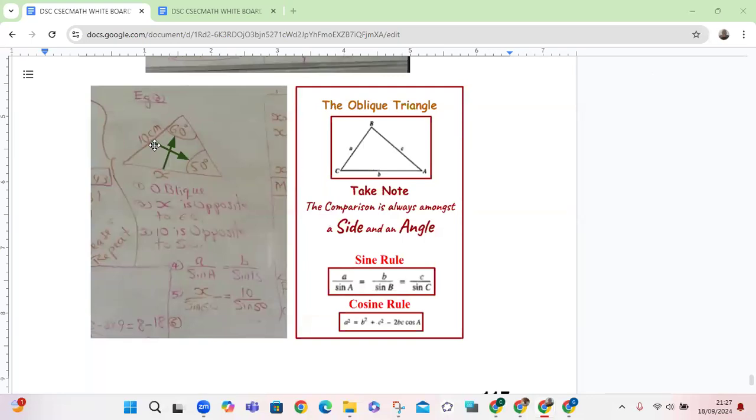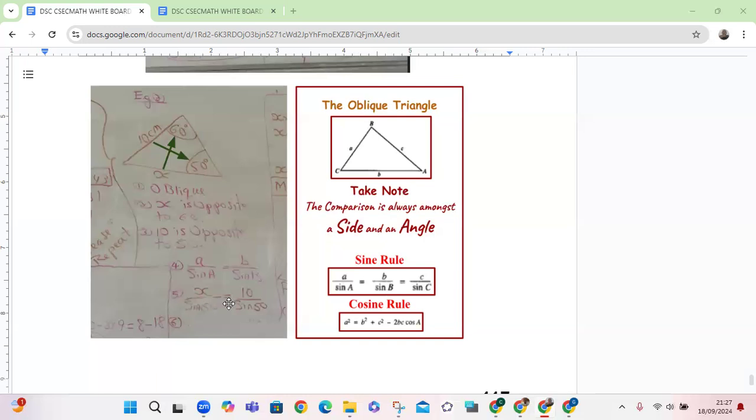Likewise, 10 is opposite to 50. So since you have mentioned the word opposite twice, then you know you've got to use the sine rule. And all you need is 2 fractions out of the 3. So only take 2, and then you substitute accordingly. X is matched to 60. X is opposite to 60. So you have X over sine 60. 10 is opposite to 50. So you have 10 over sine 50.